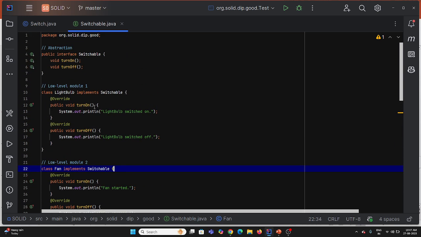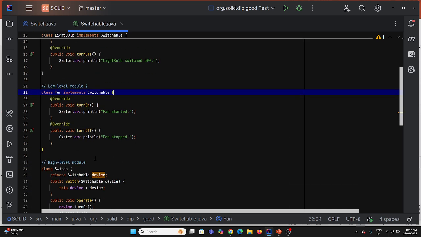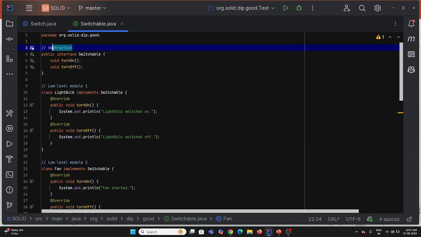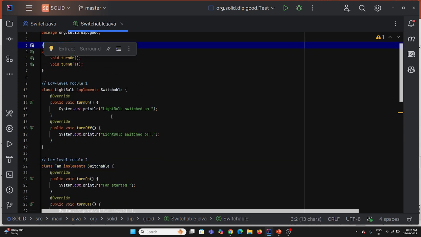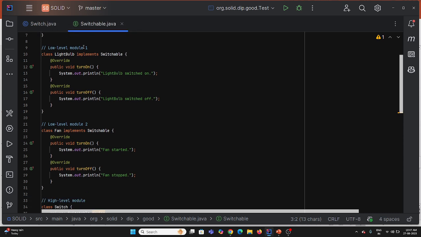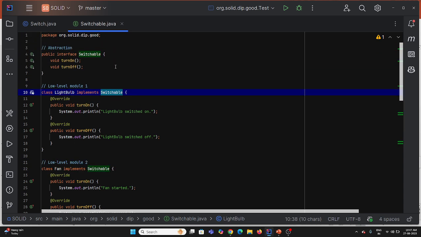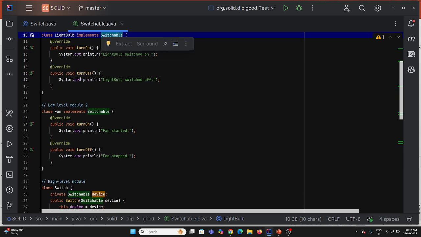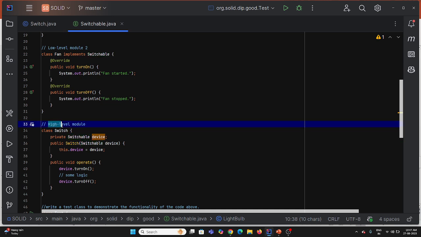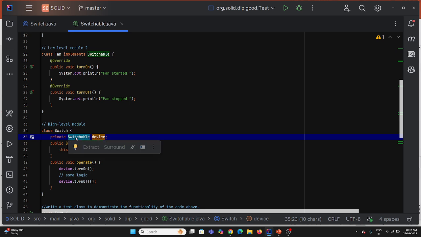Here again we have some low level modules, a high level module and an abstraction. If you see here, the low level module 1 and low level module 2 depend on the abstraction, this Switchable interface. And the high level module again depends on the abstraction, the Switchable, which is an interface.